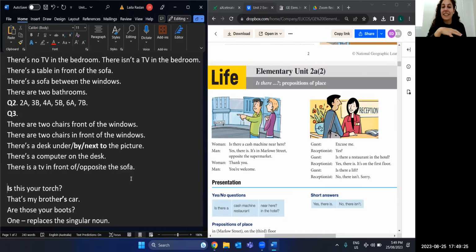So just really quickly, David, you have to push that a lot stronger. So is there a cash machine near here? Because then someone might not really hear that that's a question. So always at the beginning of your sentence, push that first word. And especially with an S, make it sound like a Z. So is there a cash machine near here?